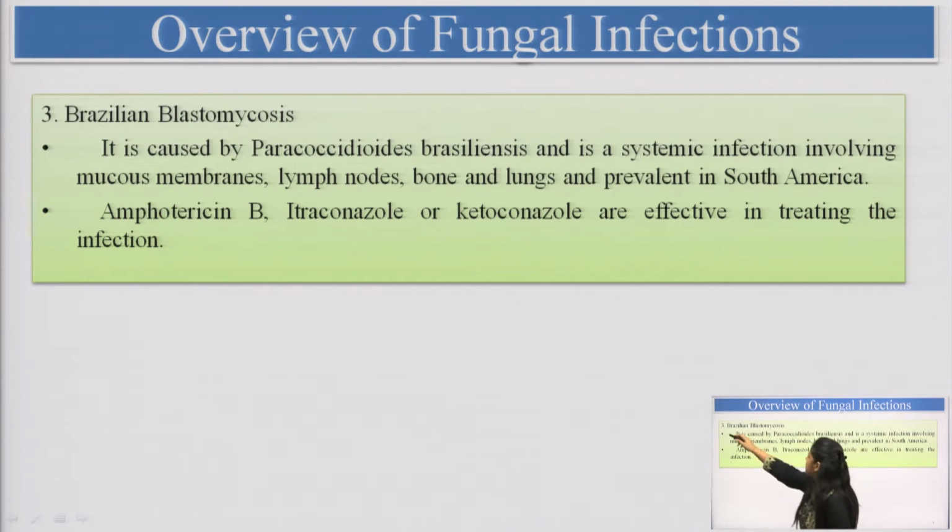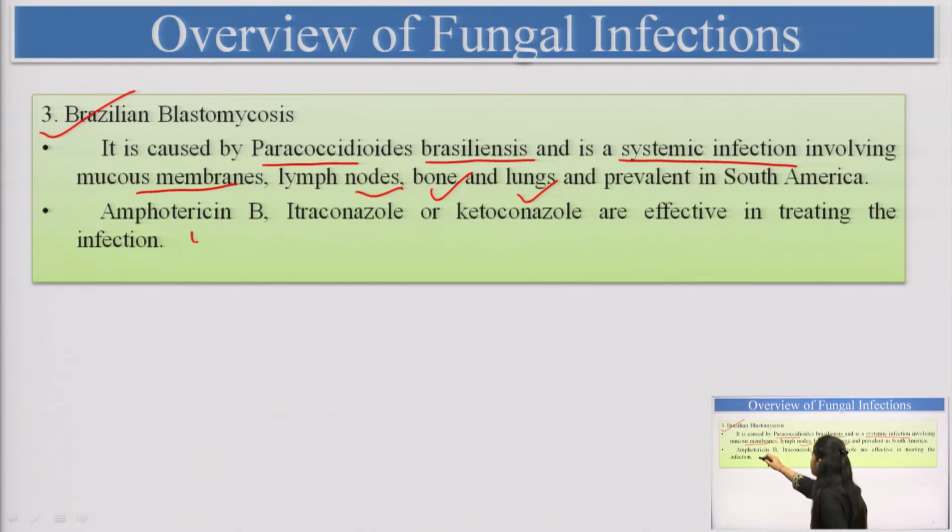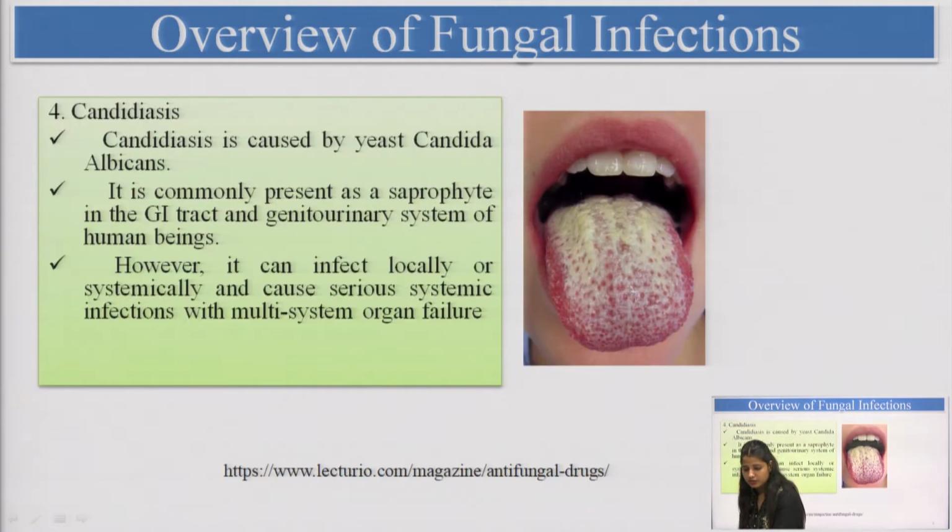Another is Brazilian blastomycosis. This is also one of the fungal infections, caused by Paracoccidioides brasiliensis, which is a systemic infection. It reaches the blood and affects the organs, involving the mucous membrane, lymph nodes, bones, and lungs. How are we treating it? We are prescribing Amphotericin B, itraconazole, ketoconazole. These drugs we will see in the classification part of the antifungal agents.